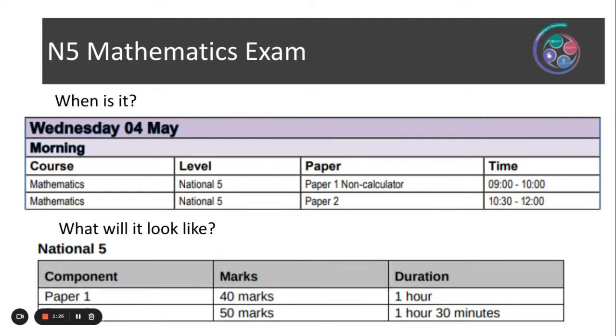What will the paper itself look like? Well, paper 1 will be out of 40 marks, and it's an hour long. Paper 2, your calculator one, a wee bit longer, an hour and a half, 1 hour 30 minutes, and it's worth 50 marks.